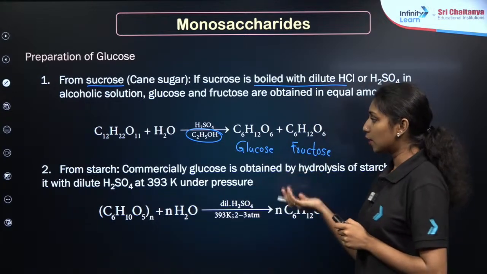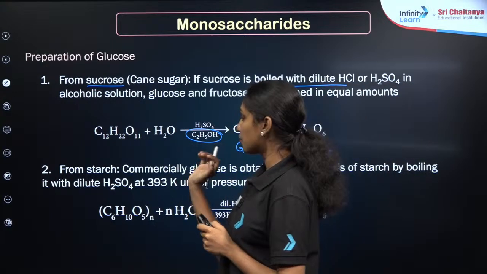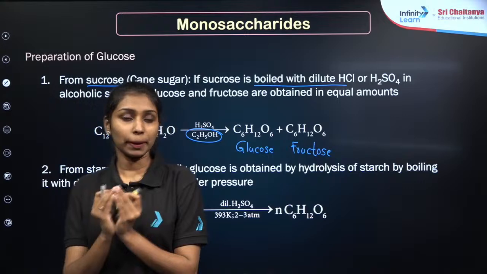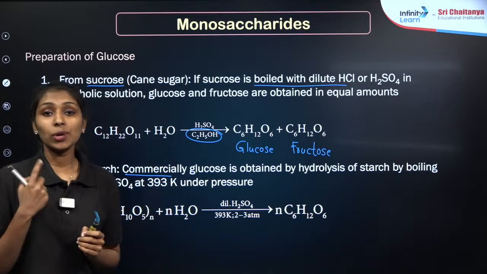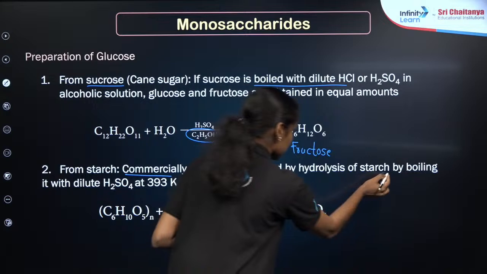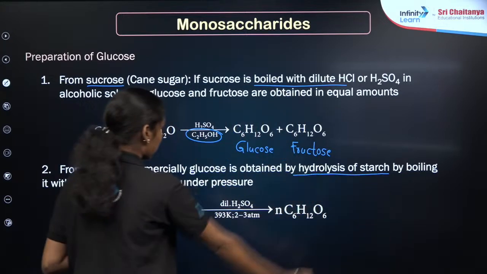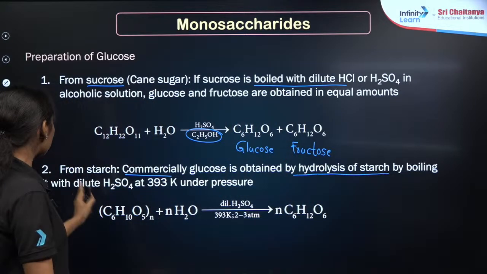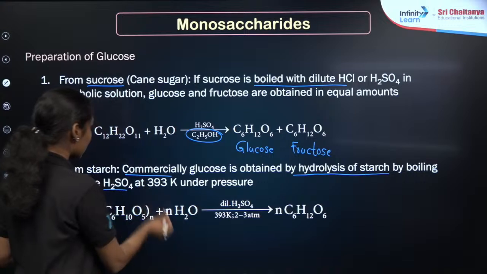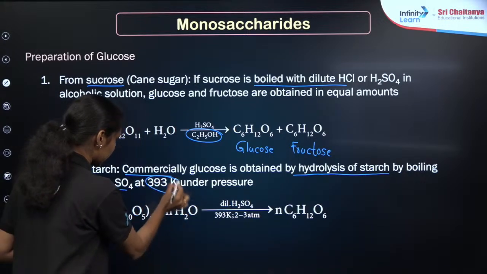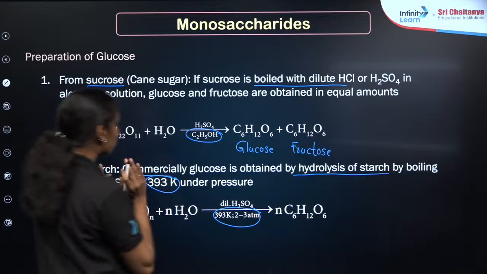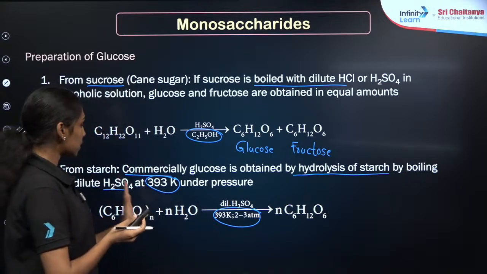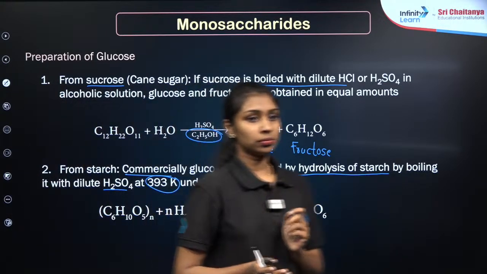Now the second method for the preparation of glucose is from starch, which is the commercial method. Commercially, glucose is obtained by the hydrolysis of starch. Right? Hydrolysis of starch by boiling it with dilute H2SO4 at a temperature of 393 Kelvin and under a pressure of 2-3 atmosphere. This is the commercial method of preparation of glucose from starch. Clear?